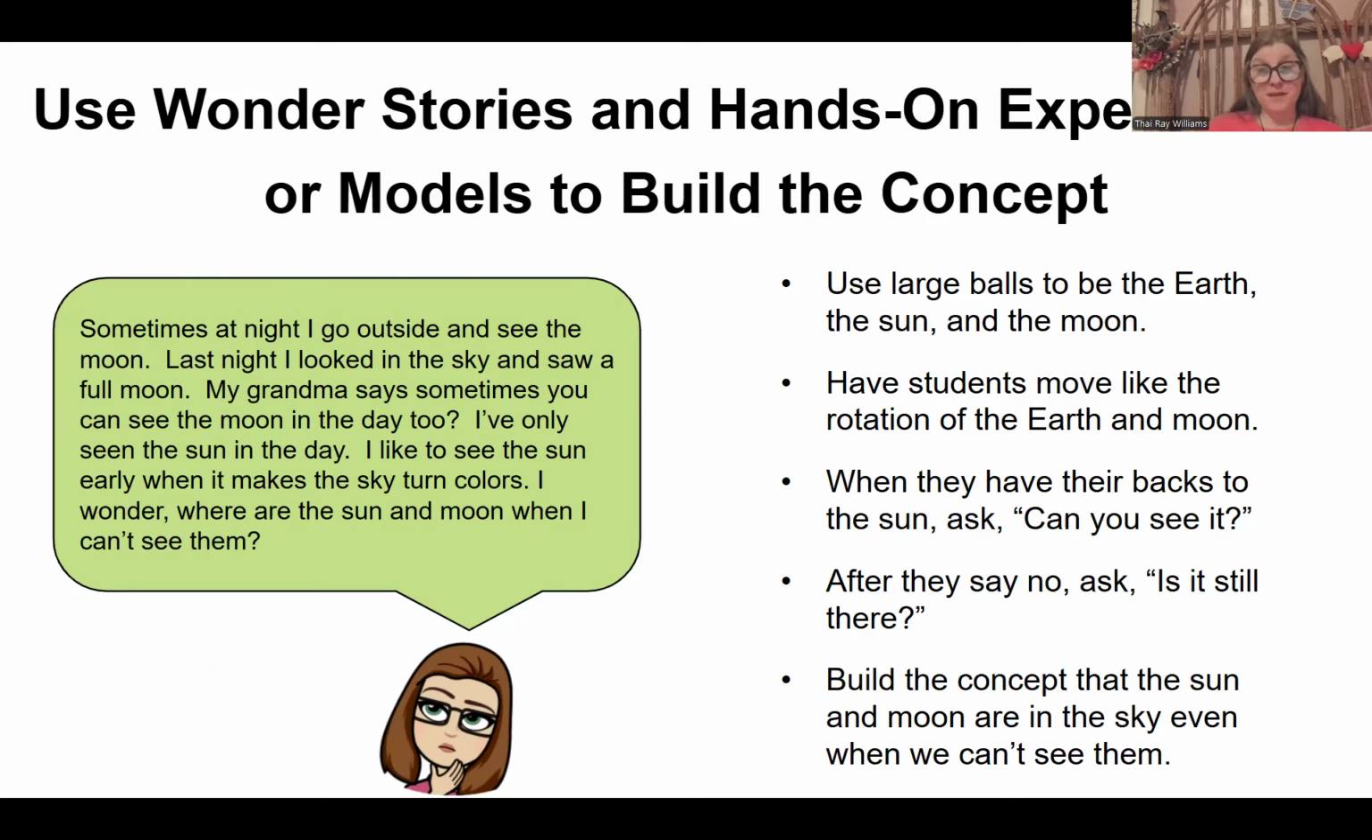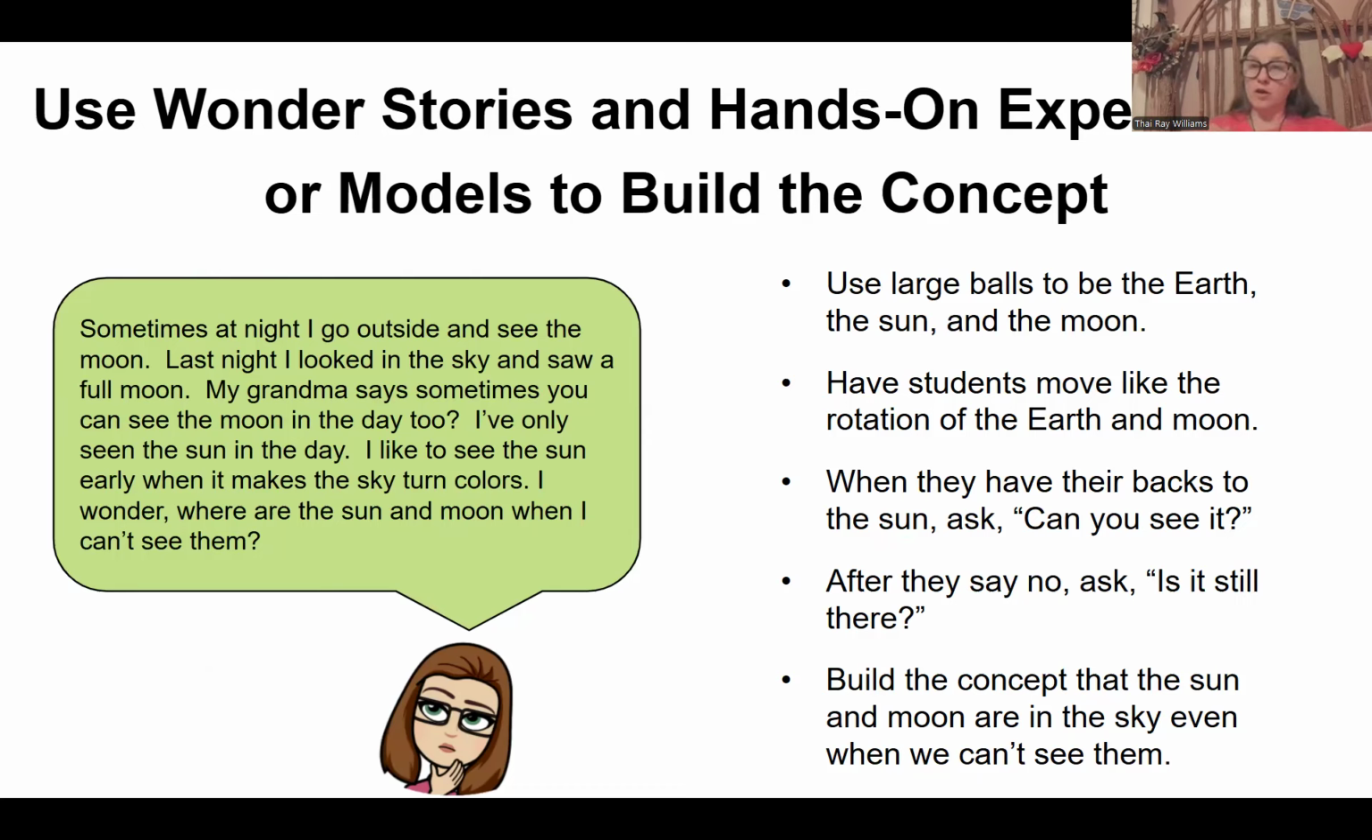Now that to us might not sound like, what do you mean when you can't see them? But that is very common for students, and it's a misconception. There are many students who believe when I can't see the sun, it's gone. It doesn't exist anymore. When it is daytime, the moon is gone. It doesn't exist anymore. So one of the ways that we can use things like a wonder story, an experiment, or a model to help build that concept understanding, that when you can't see the moon and the sun, they still exist, is well, you might do something like this.